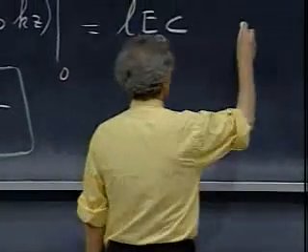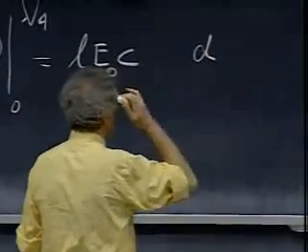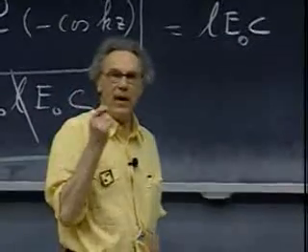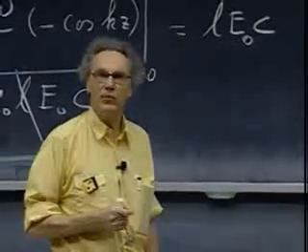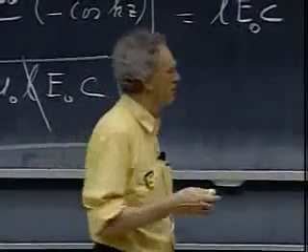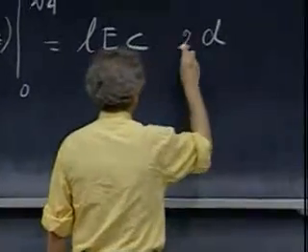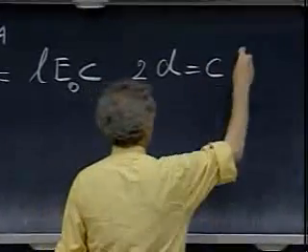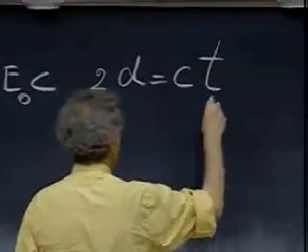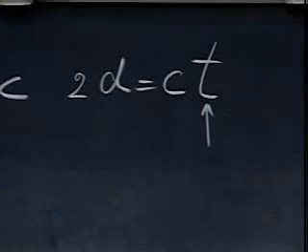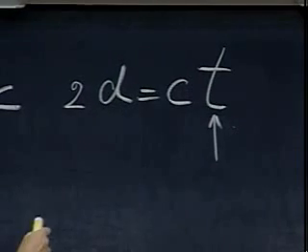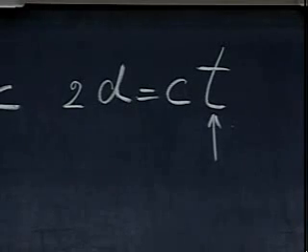If the distance to the plane is d, and you send a brief pulse, and it comes back, we call it the echo, and it takes a certain amount of time to come back, which you can measure, then that signal has traveled twice the distance, so that is the speed of light times t. This is what you measure, the time from the moment you send the signal until you get the reflection back, and so you can calculate the distance.